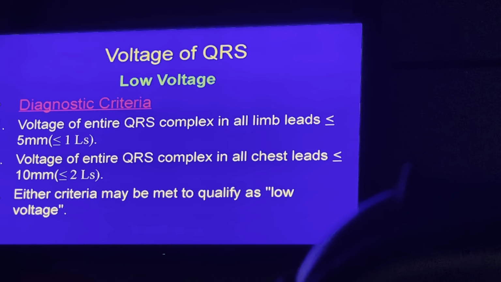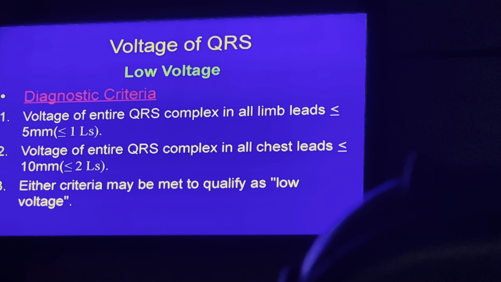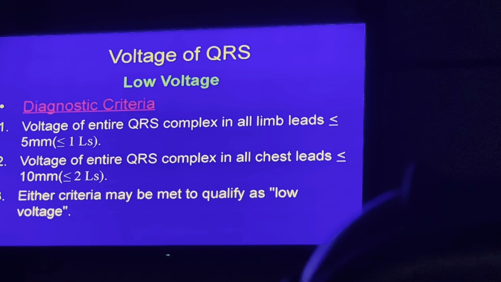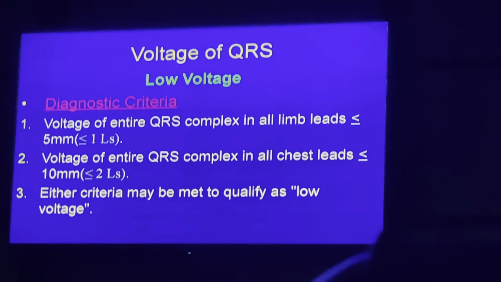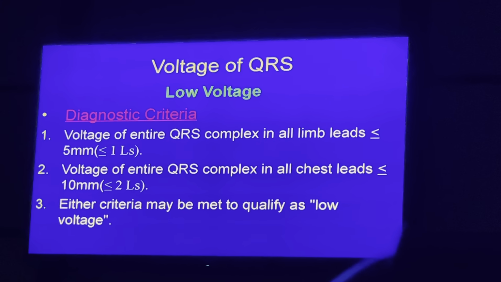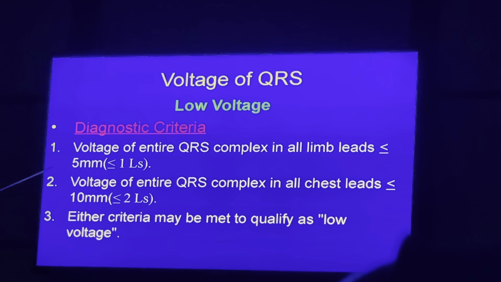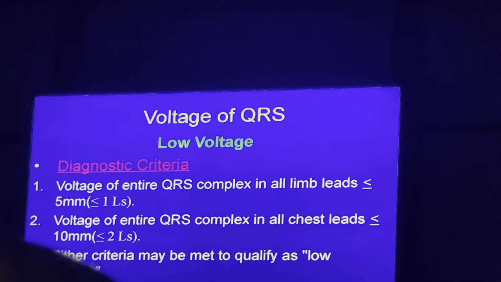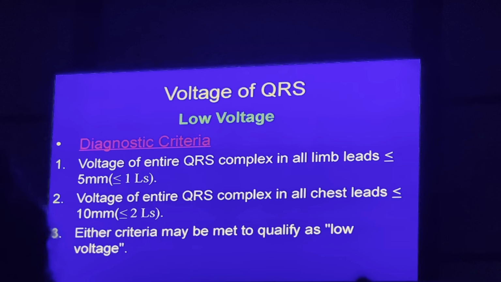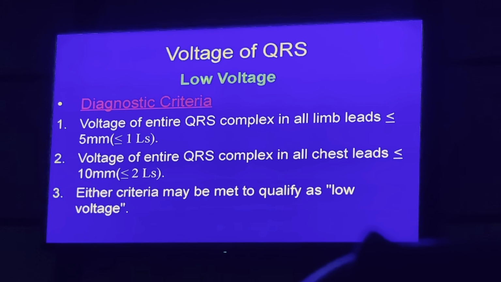So what is the voltage criteria of QRS? When do we call low voltage and when do we call high voltage? First thing that is important, your ECG should be at the standard calibration, which is 10 millimeter per millivolt. Fine. So if the voltage of entire QRS complex in all the limb leads is less than 5, or 1 large square, or voltage of entire QRS complex in all the chest leads is less than 10, or 2 large squares, either criteria may be met to qualify as low voltage.